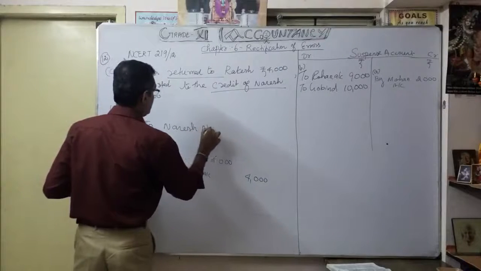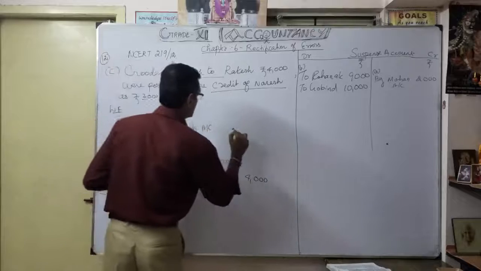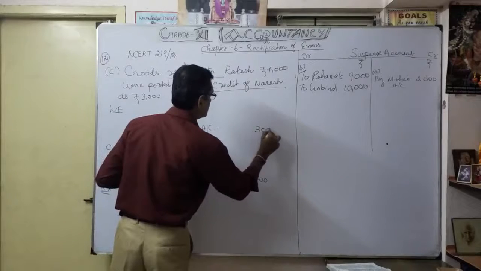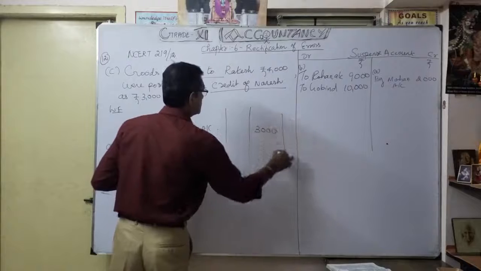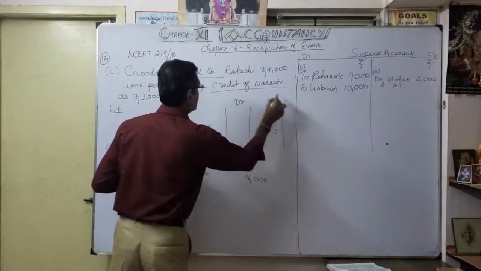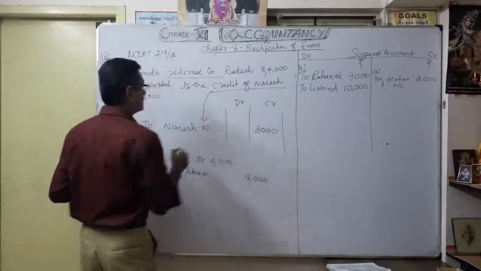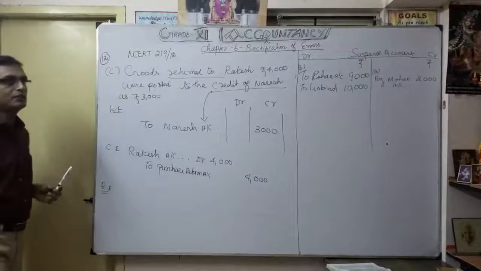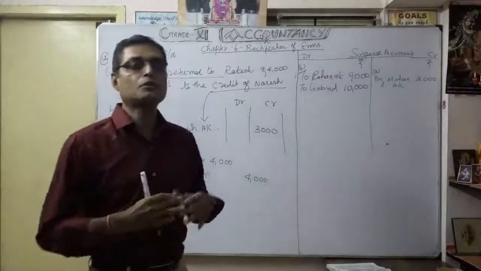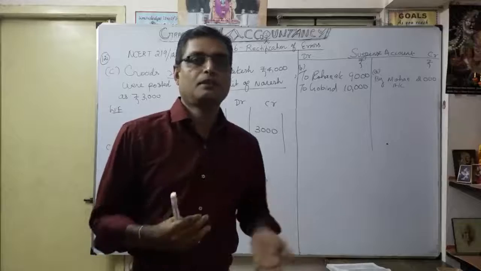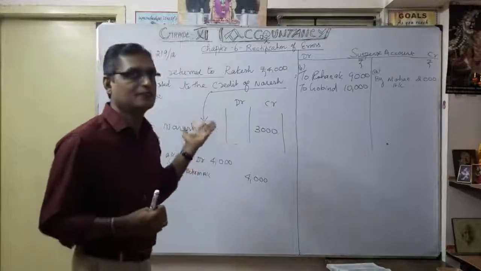Isn't it? To Naresh account. They gave Naresh account 3,000. So done it here, 3,000. Okay, say debit. You don't understand now the meaning of this. So this was the mistake. Actually, purchase return means you want to debit the supplier. Correct. But what happened? They gave the wrong credit.